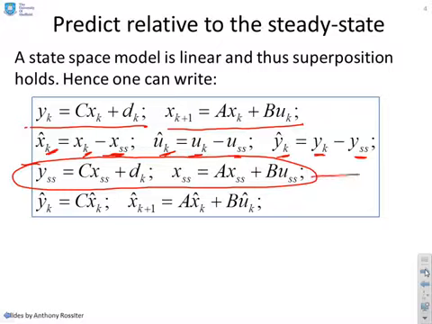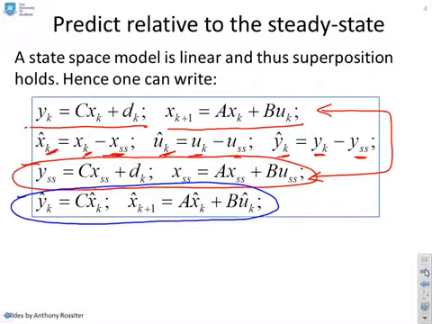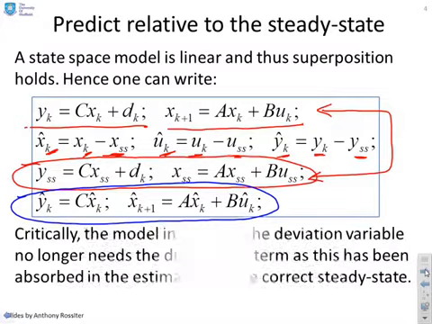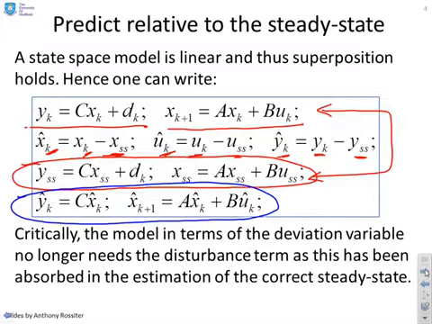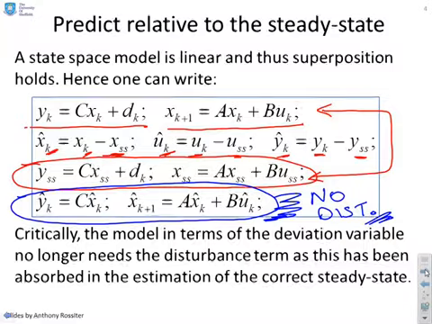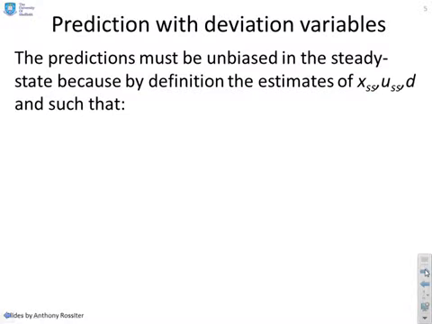Now if I use superposition and these two together, along with the definitions of the deviation variables, then you can very quickly see that the following must hold. y hat equals C x hat, and x hat_{k+1} equals A x hat_k plus B u hat_k. Why is that significant? Because you'll notice that this new model in the blue circle has no disturbance anymore. The disturbance has been absorbed in the definition of the deviation variables, and that's going to make my algebra somewhat simpler. Let's predict then with deviation variables.